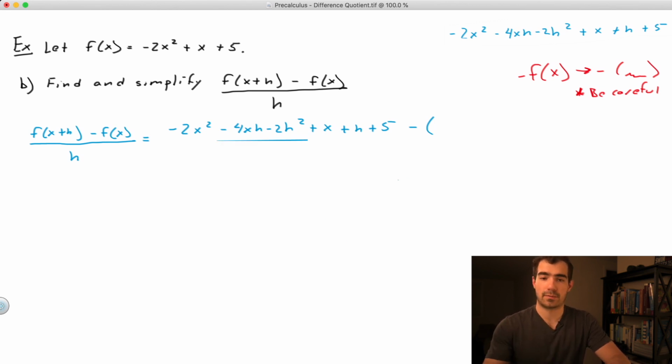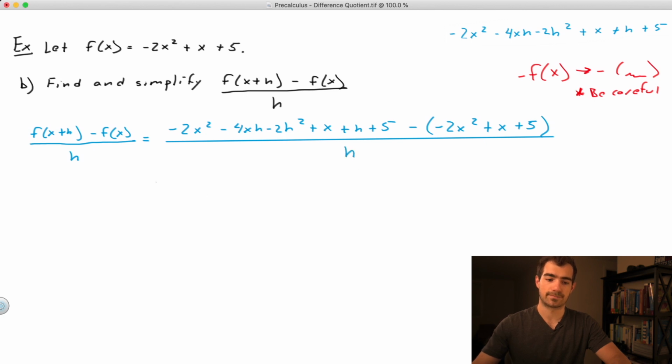But once we do remember the parentheses, we can take our expression for f of x straight from here and plug it right in. So we've got negative 2x squared plus x plus 5. And this entire expression is just the numerator all divided by h. And now we've got to look to see what we can do to simplify. There are some like terms in the top here. We've got some negative signs we need to distribute, so that might be where we start first.